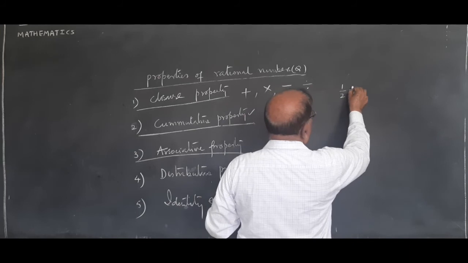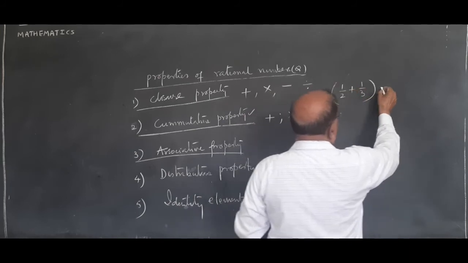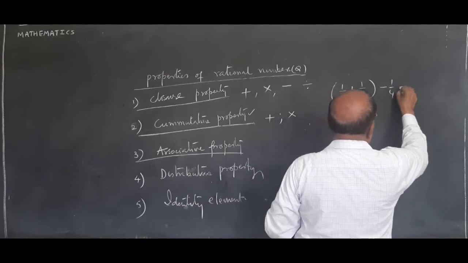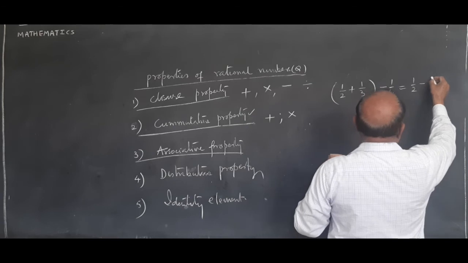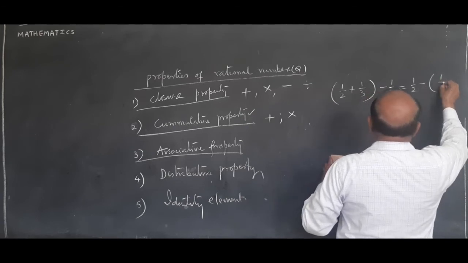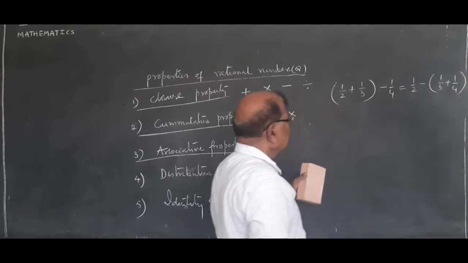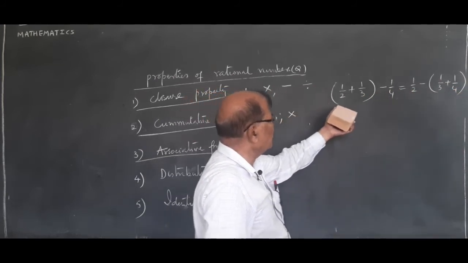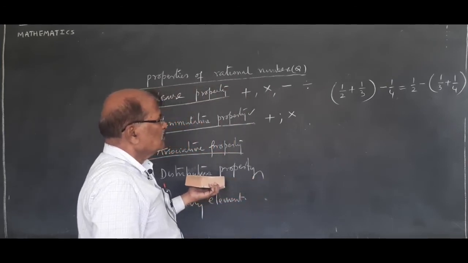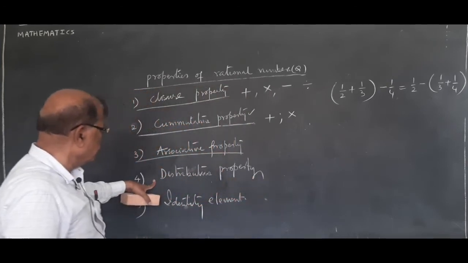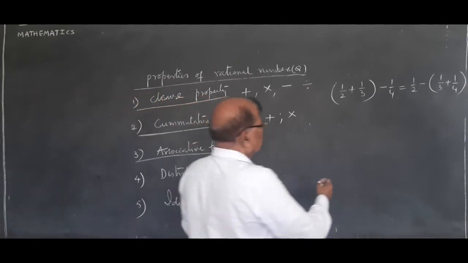1 by 2 plus 1 by 3 minus 1 by 4 is equal to 1 by 2 minus 1 by 3 plus 1 by 4. So let us see whether this property holds good in subtraction. This is called associative. Associative means putting together. So let us see what happens.